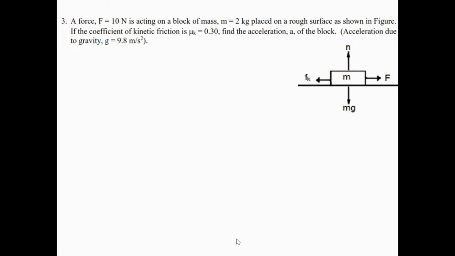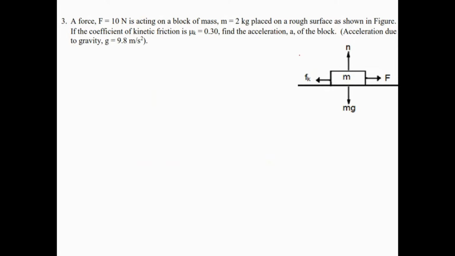In the third question, they give the free body diagram of the block, and the forces acting on the block are given here. Now we have to read the question word by word. A force F, which is equal to 10 Newton, is acting on a block of mass 2 kilogram, placed on the rough surface as shown in the figure.